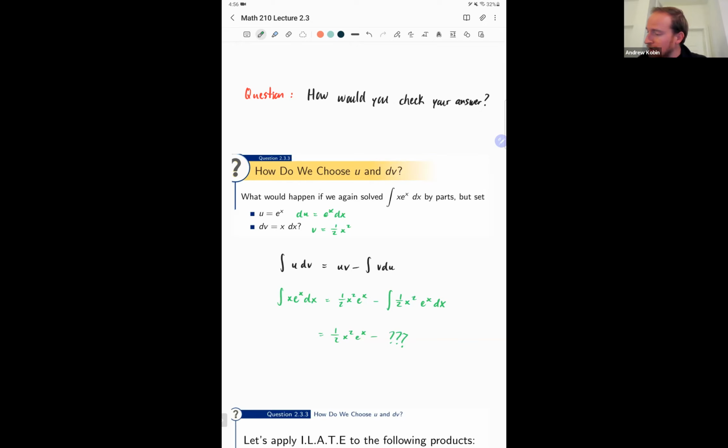And ultimately, if we stare at the thing and we can't do anything with that expression, then it probably means we made kind of an unfortunate choice of u and dv.